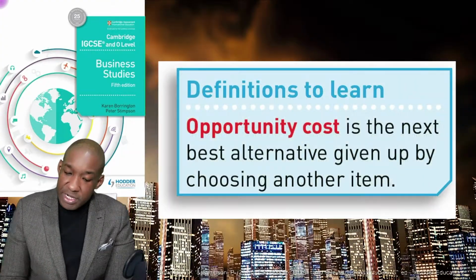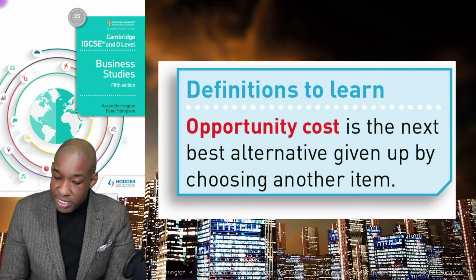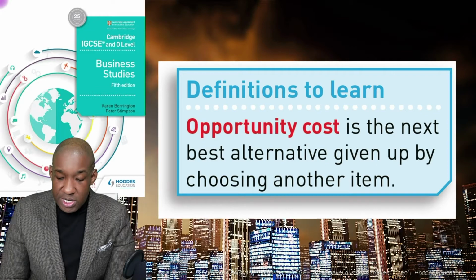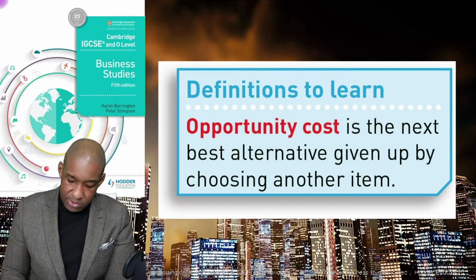So your opportunity cost, you need to write this down, is the next best alternative given up by choosing another item. You will be writing these down in your packets.